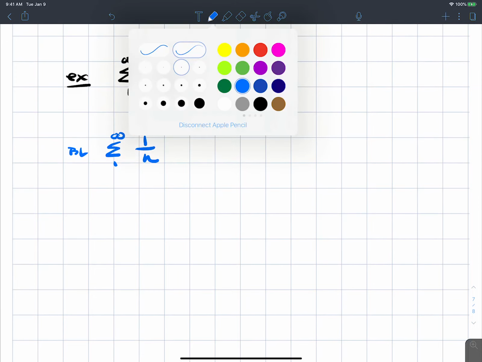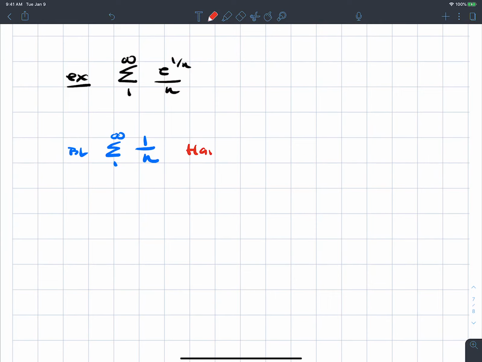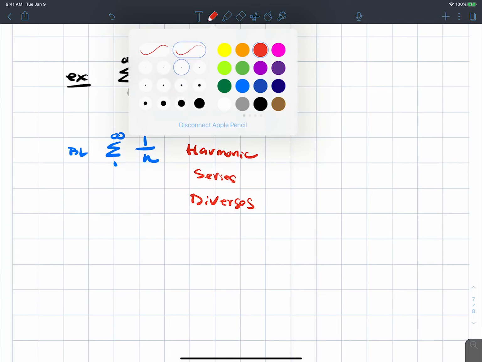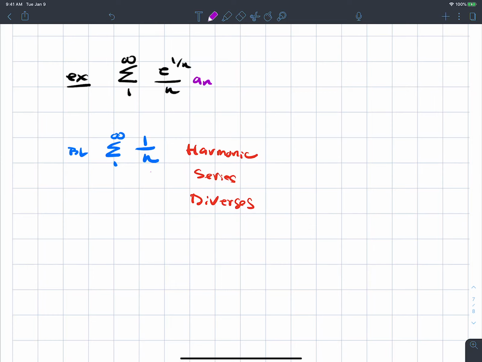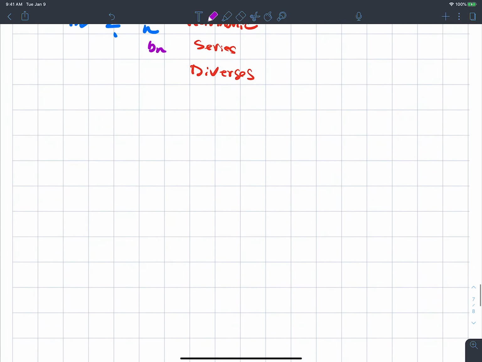And we know, again, that this, by the way, is the infamous harmonic series, and that harmonic series diverges. So it's harmonic, and it diverges. So let's go through the comparison here. So let's see how this works. AN, BN. Let's look at that limit. The limit of the ratio of AN over BN is the limit of e to the 1 over n divided by 1 over n.